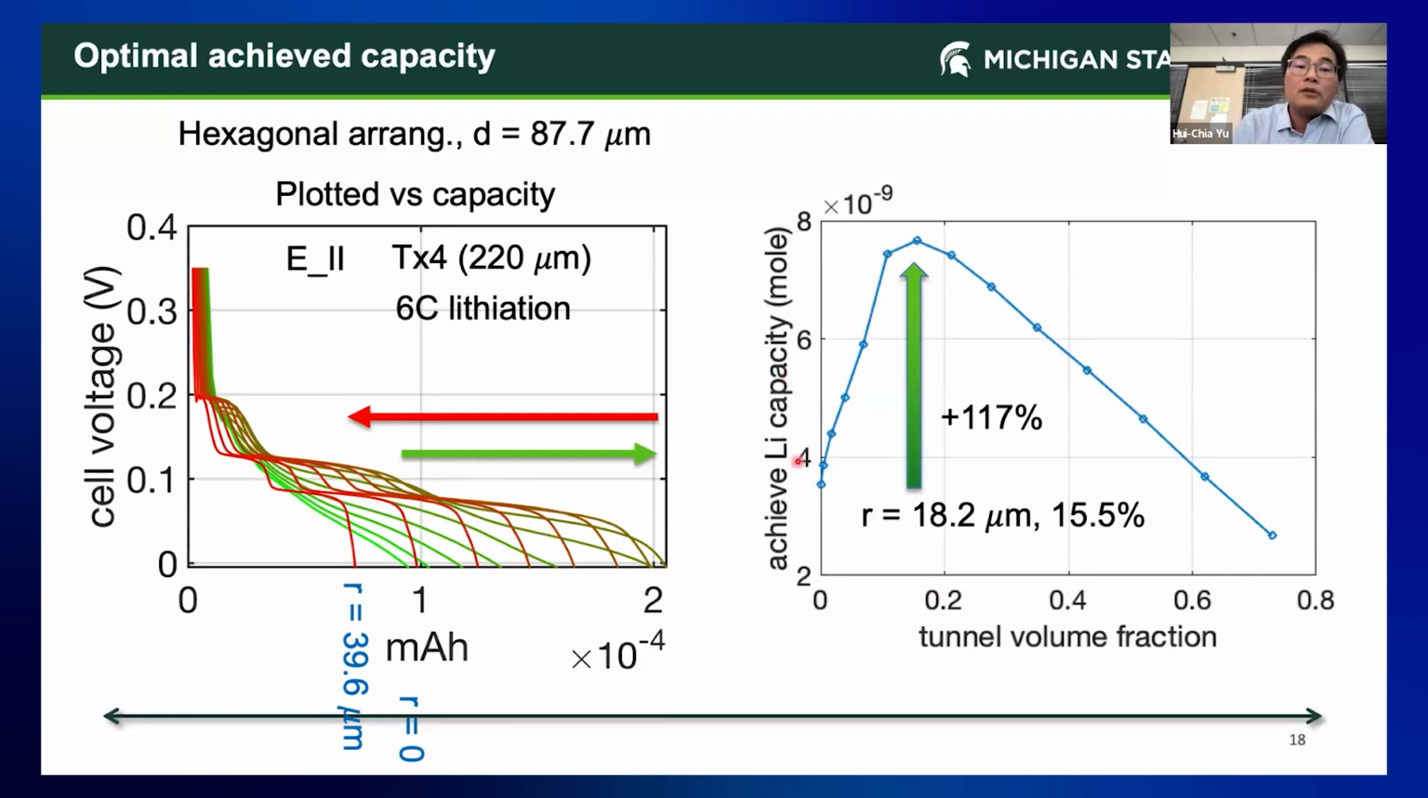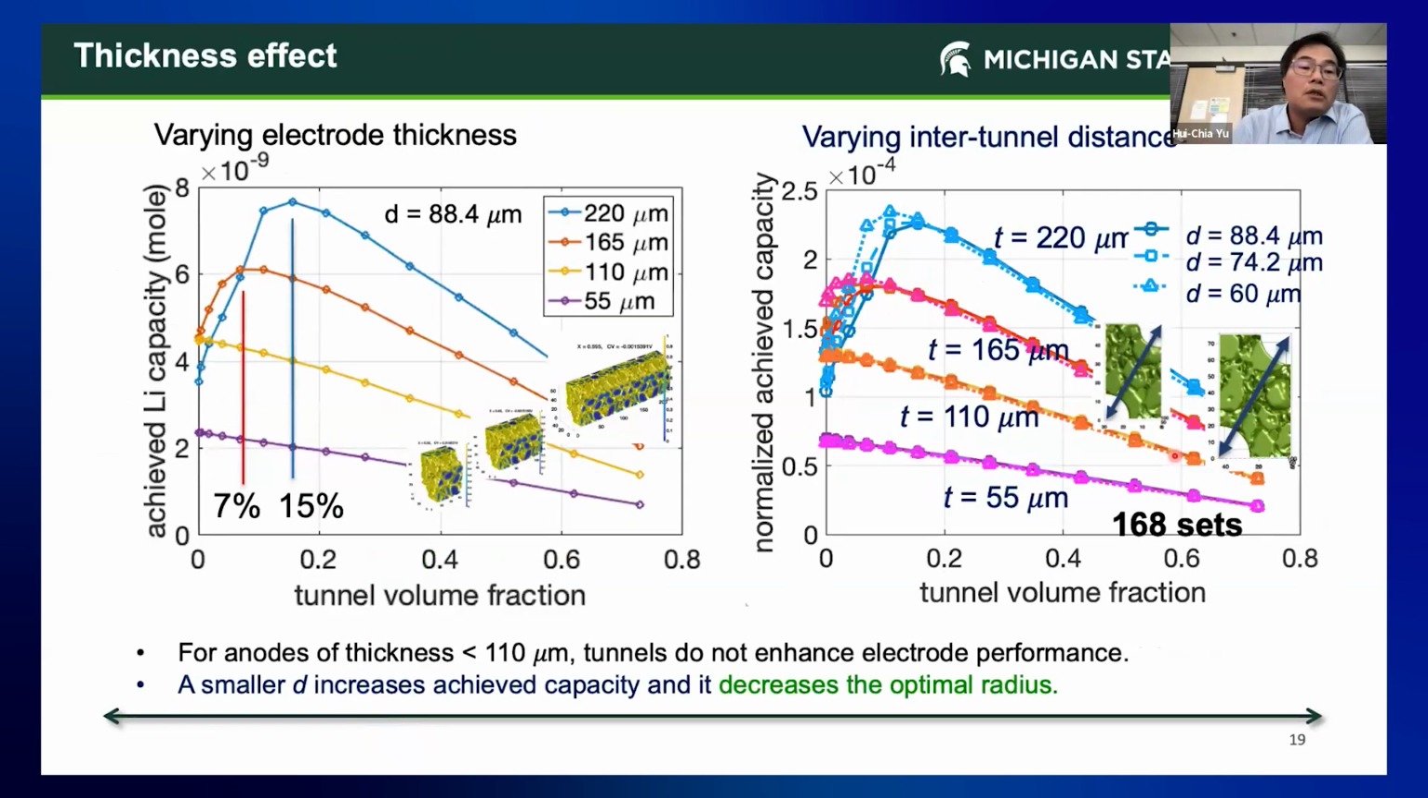And then you can just plot all of them together. You will see initially you can only put in this amount of lithium. But by increasing the tunnel radius, you can increase the utilization, the total lithiation capacity, up to this point. And after it, the removal of material just reduces your achievable capacity. So here it's just a quick example of using this voxel-based simulation to find the optimal radius of tunnels.